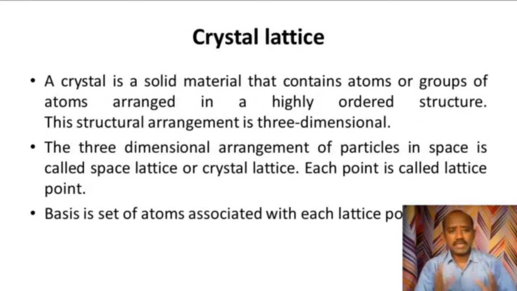Now, what is a crystal lattice? A crystal is a solid material in which atoms or groups of atoms are arranged in a highly ordered structure. The structural arrangement is three-dimensional. The three-dimensional arrangement of the particles in space is called the crystal lattice. Each point is called a lattice point.